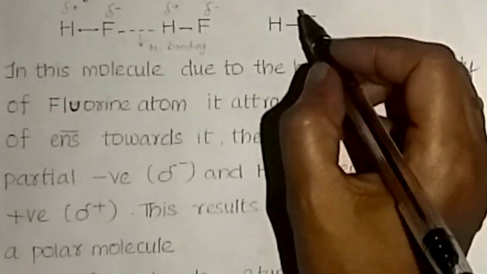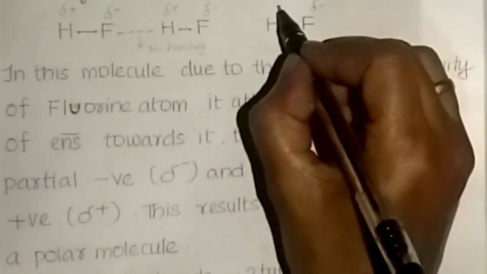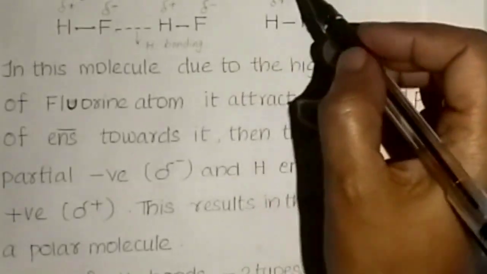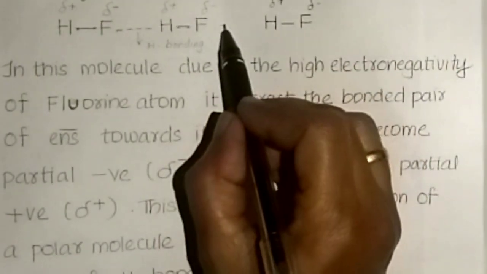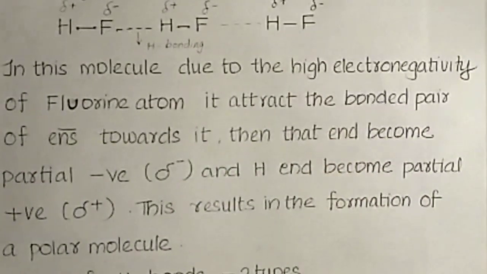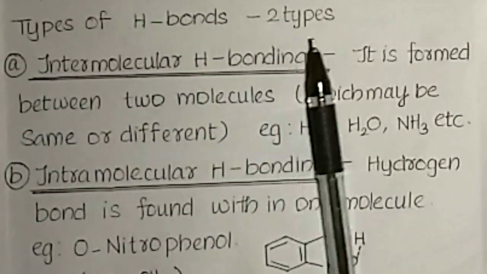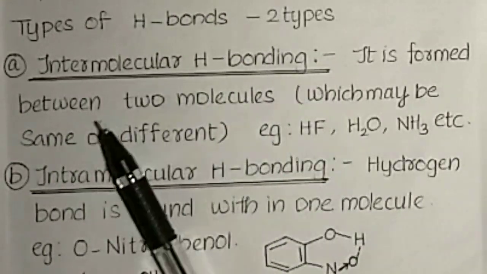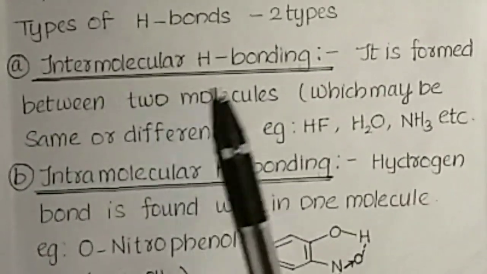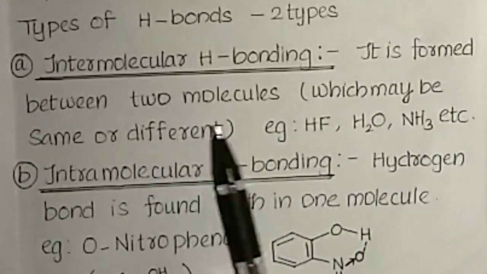Similarly, here we consider another HF molecule. Then this end becomes partial negative and this end becomes partial positive. This negative end attracts the positive end of another molecule. This attraction is known as hydrogen bonding. Types of hydrogen bonds: these are of two types. Intermolecular hydrogen bonding is formed between two molecules.